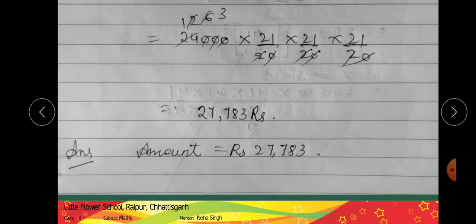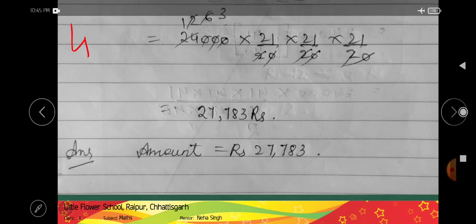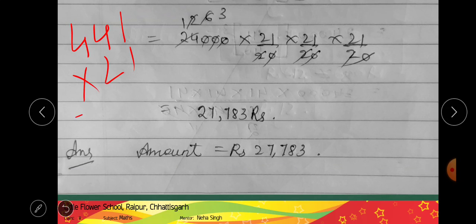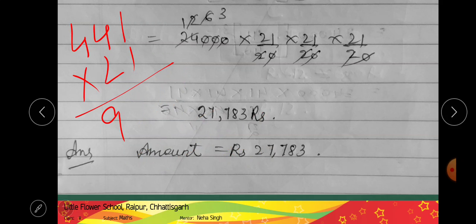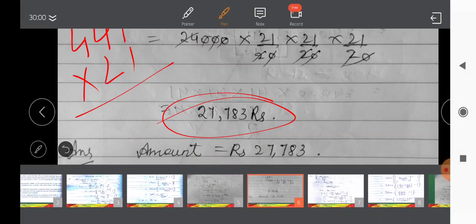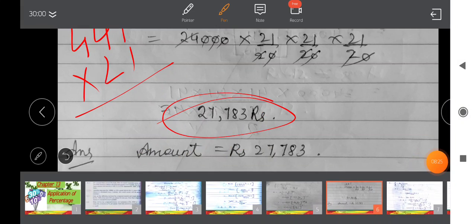21 into 21 is 441, right? 441 into 21, that is 21 cube, and when we multiply it is 9261. These common squares and cubes you have to learn, right? So that you will save your time in the calculation. So now 9261 into 3 you have to multiply. 3 ones are 3, 6 threes are 18, 1 carried, 3 twos are 6 and 1 is 7, 9 threes are 27. So 27783. The amount is rupees 27,783. Understood?